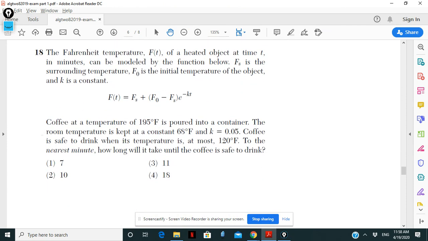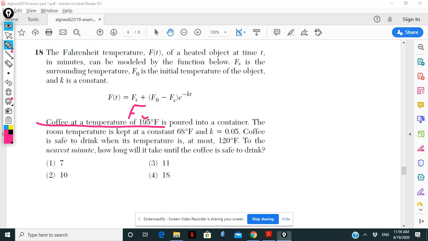Question number 18. The Fahrenheit temperature Ft of a heated object at time t in minutes can be modeled by the function, where Fs is the surrounding temperature and F0 is the initial amount. Now, the coffee temperature, so that's F initial, and the container at room temperature, so that's Fs, and it's safe at, so that's Ft.